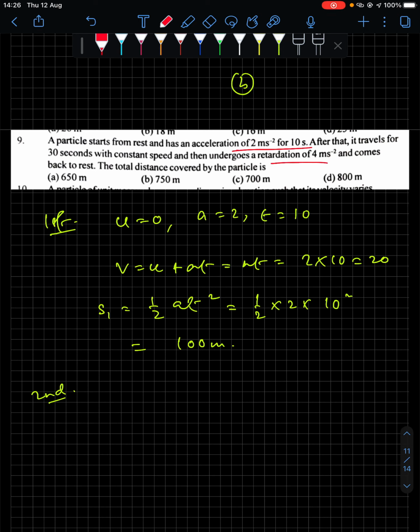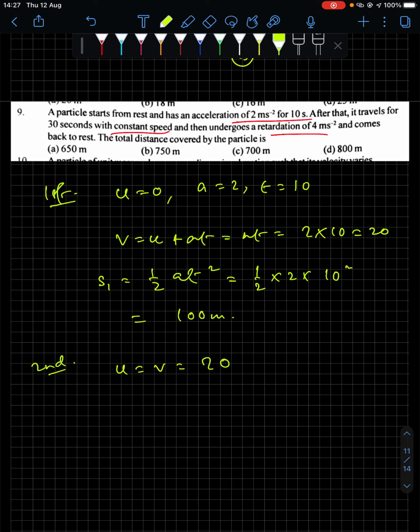Look for the second part. Undergoes a retardation of 4 meter per second square is the third part, right? Now second part is constant speed, that means acceleration is 0 here. So whatever was the final velocity in the first case, that will be the initial velocity in the second case, because velocity is constant here. So v is 20 here, u and v is 20. Distance covered will be velocity into time. Velocity is 20 and the time of journey in the second case is 30 seconds. So it is 600 meter.